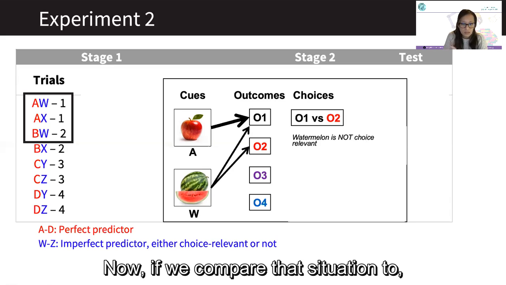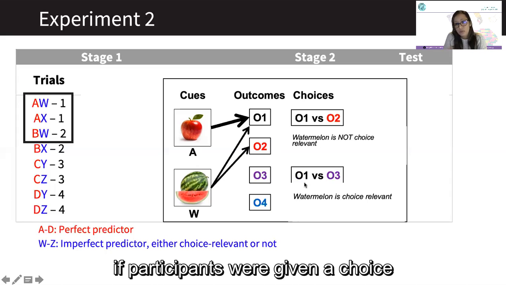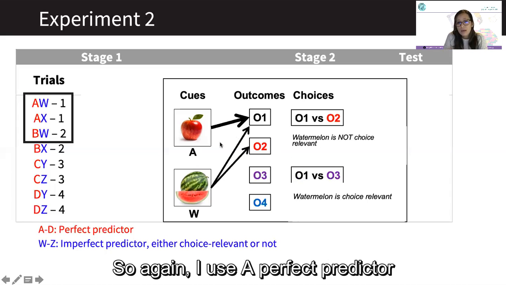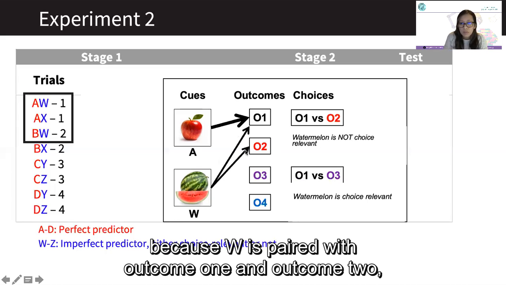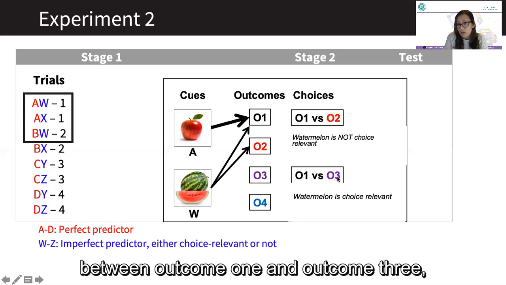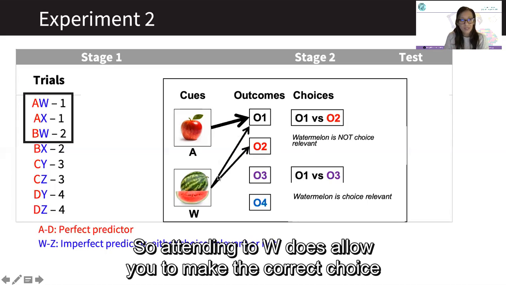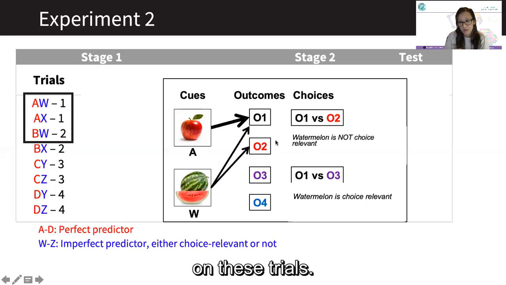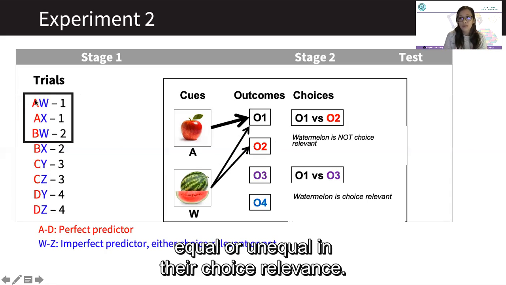Now, if we compare that situation to if participants were given a choice between outcome 1 and outcome 3, again, A is a perfect predictor, so it's obviously choice relevant, but here, because W is paired with outcome 1 and outcome 2, but you're given a choice between outcome 1 and outcome 3, watermelon now becomes choice relevant. So attending to W does allow you to make the correct choice on these trials. So in this way, we manipulated whether the cues were equal or unequal in their choice relevance.